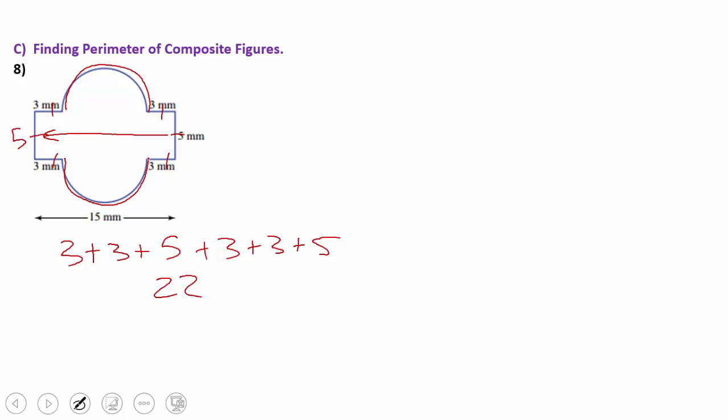Well, logic would tell me if I have 2 half circles and I put those half circles together, that I would have a complete circle. And how do I find the distance around a circle? That's right, circumference. And circumference is equal to pi times the diameter. So now we have to find the diameter. It's not obvious. We have to be smart.